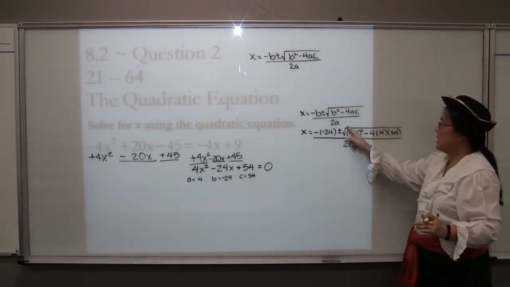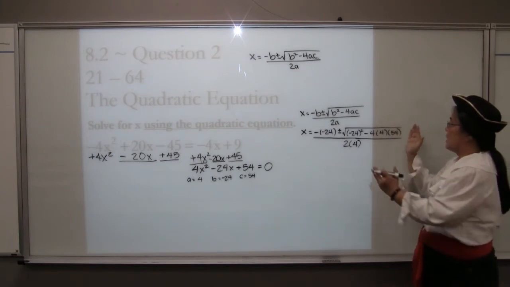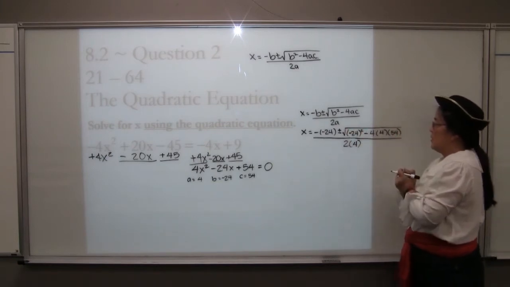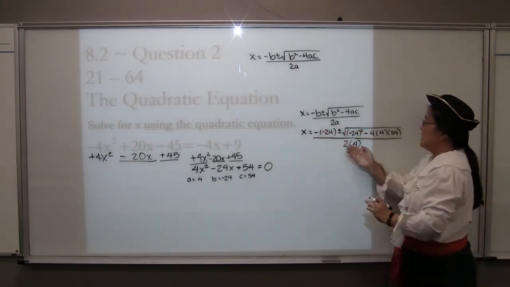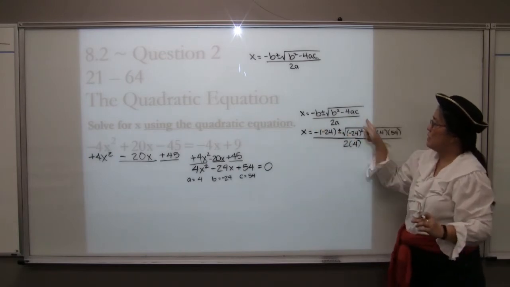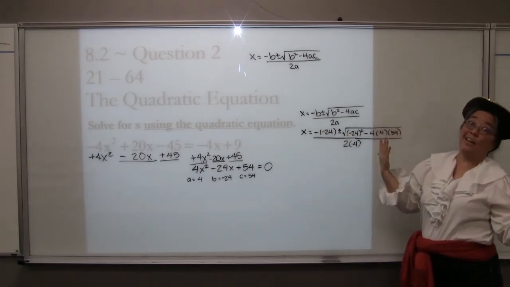That's what plugging looks like. Make sure that this vinculum is long enough to have all of b squared minus 4ac. Make sure this vinculum is long enough to go under all of that. Formula, plug. Hey, what's next?